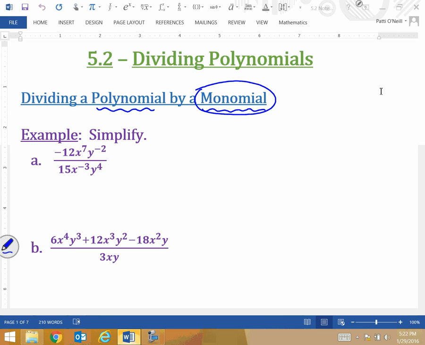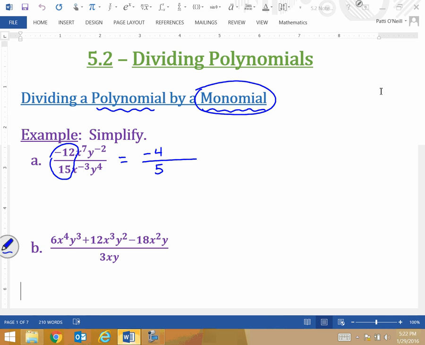before in section 5.1, like example A, that says simplify negative 12x to the 7th, y to the negative 2nd, over 15x to the negative 3rd, y to the 4th. And we're going to simplify, in this case, because the denominator is a monomial, and the numerator happens to be a monomial as well, but it does fit the criteria of a polynomial being divided by a monomial, we're going to follow all of our exponent rules after we reduce this fraction, negative 12/15. So this is going to become, let's see, 3 goes into each of those, so negative 4/5.